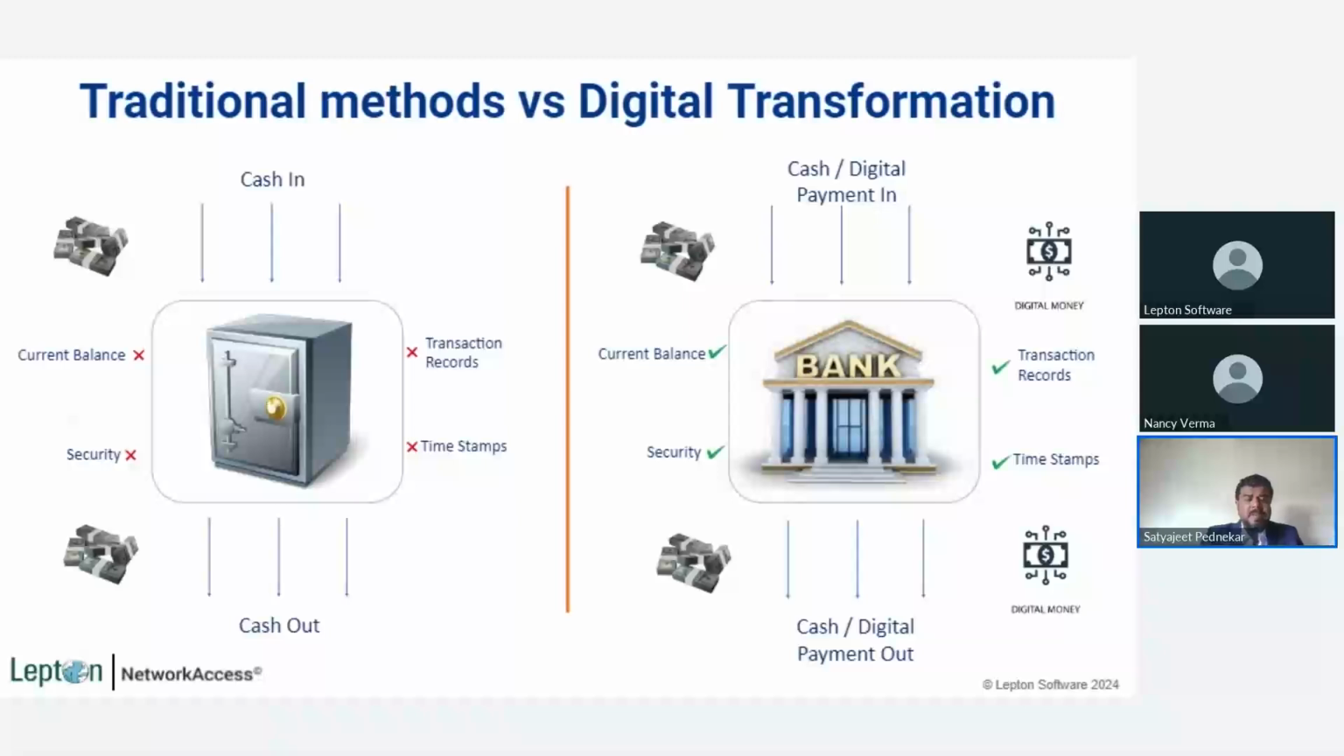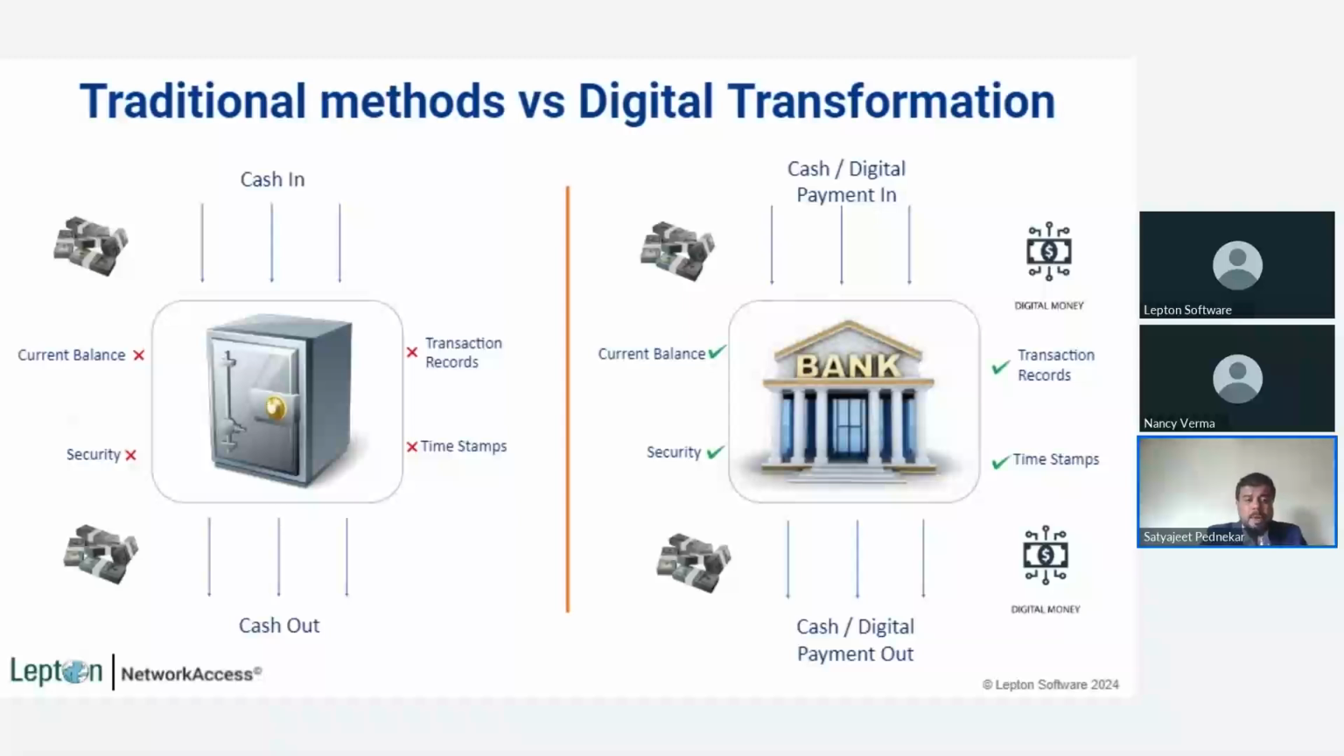Just imagine the cash is getting in and cash is getting out, and the frequency is very high. At that point of time, if the owner of the enterprise asks what the current balance is, no one knows the exact balance. What are the transaction records? What is the timestamp? Meaning at what time, how much money got credited, how much money got debited. And security is the biggest concern. No one knows who has access to the safe. Anyone can. Theft is the biggest concern.